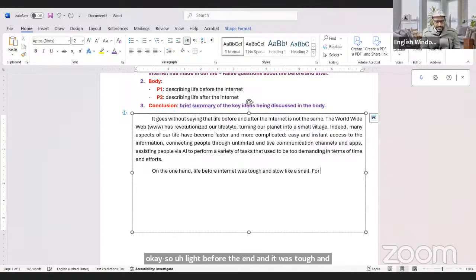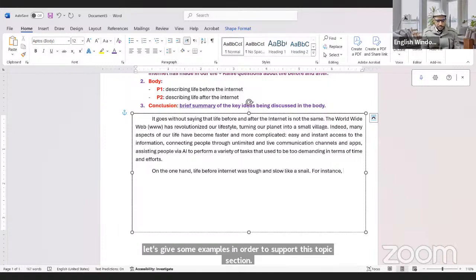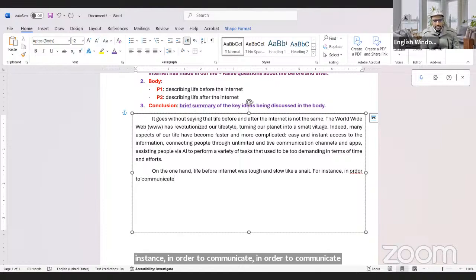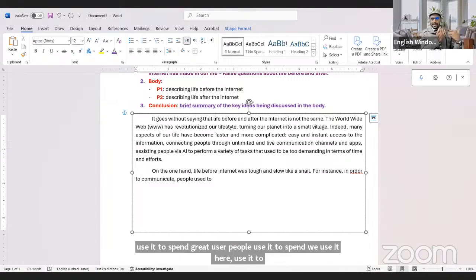For instance, guys, let's give some examples in order to support this topic sentence. For instance, in order to communicate, people need words. People use it to spend. We use "use it to" here; it expresses a habit in the past, right?